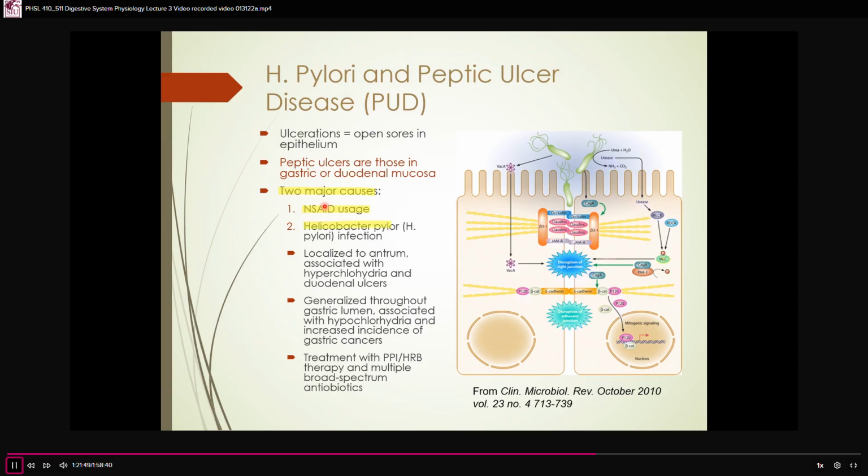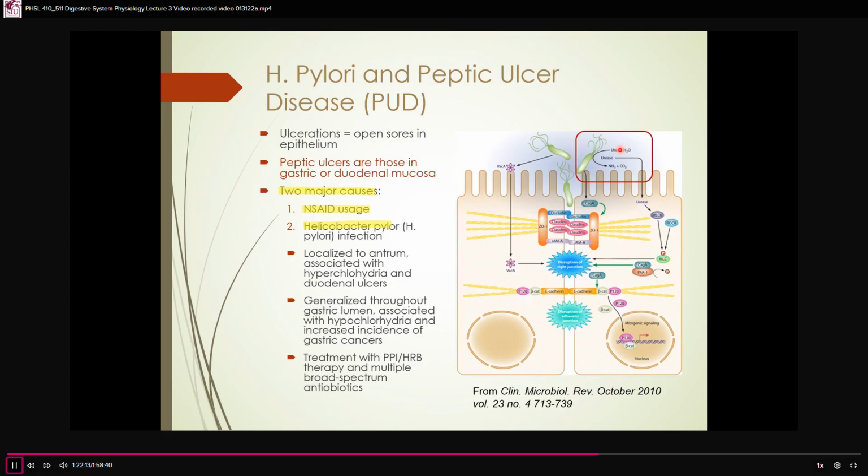Helicobacter pylori. Now, we've talked about how the acids in the stomach kill off and eliminate many of the bacteria that are in the stomach. And why is it then that these particular bacteria could colonize and cause all kinds of ulcerative problems in the stomach? Well, let's look at the bacteria a little bit.